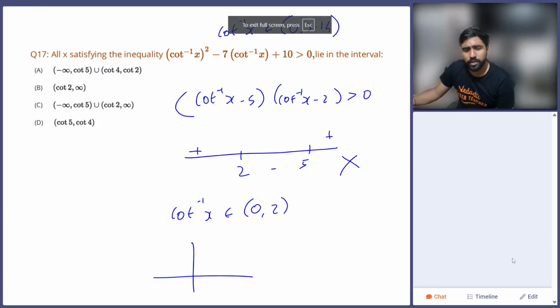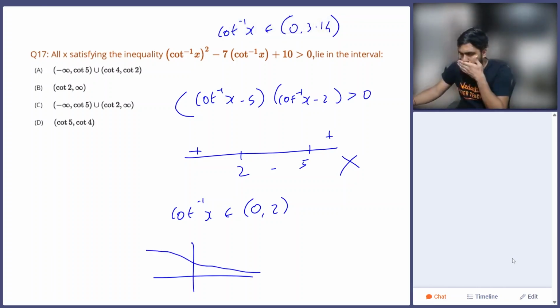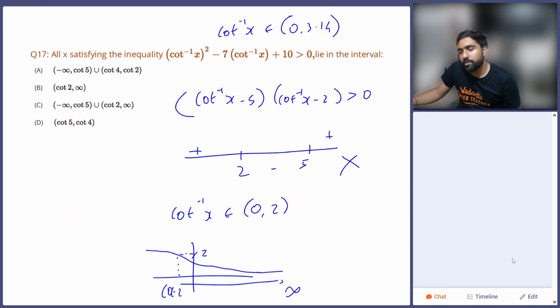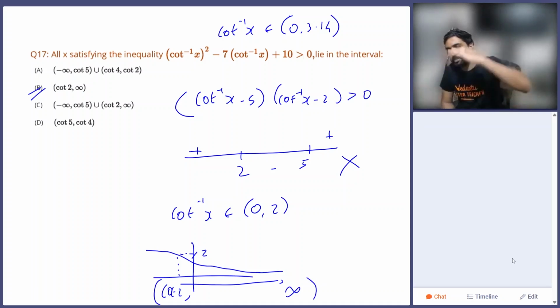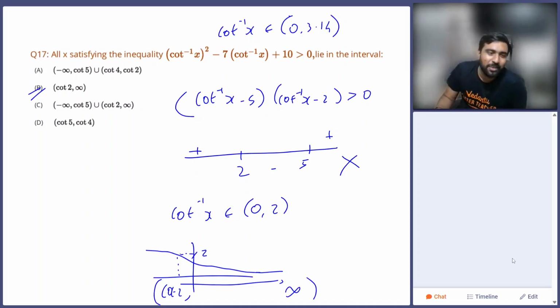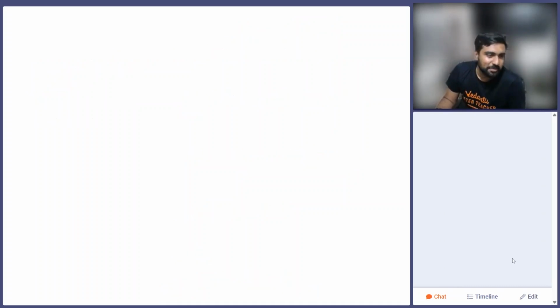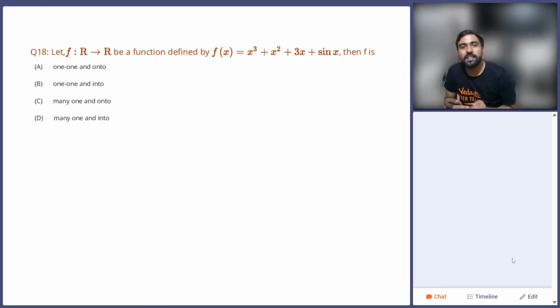If you look at the graph of cot inverse x, it looks something like this over here. Somewhere over here you have your 2. The value of x at that point is cot 2, and going up until 0, you're going up until infinity. So cot 2 till infinity is the region where cot inverse of x lies between 0 and 2, which is the required answer for this question. Okay, option B will be the answer over here. Quite a simple question. Moving on.